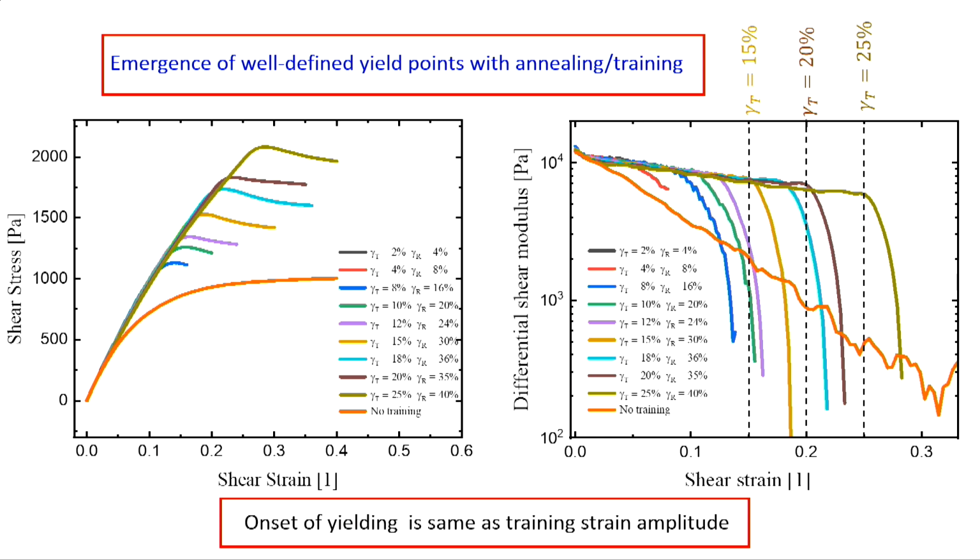And the interesting thing is, the onset of yielding is the same as the training amplitude. It is not that it depends on something else. This is something I haven't found in numerical studies either, because they say that the degree of annealing will determine it, but I don't know why such a strong correlation is there. It looks like whatever amplitude you train the system, you get the yielding right at that amplitude.